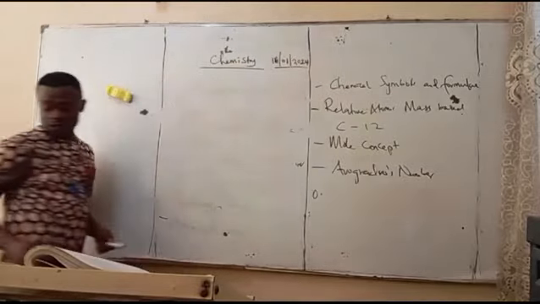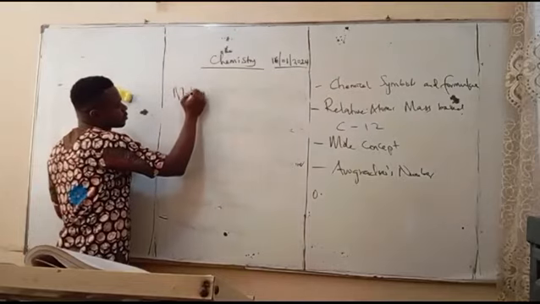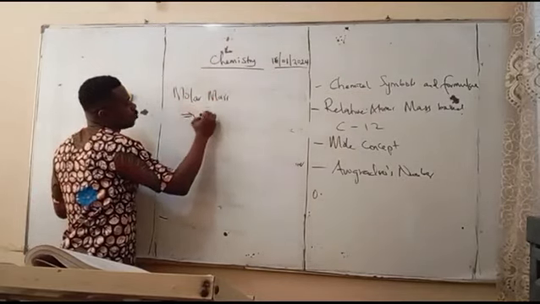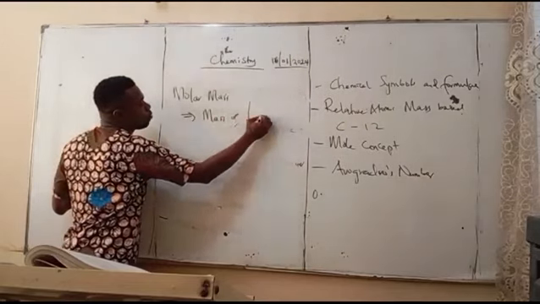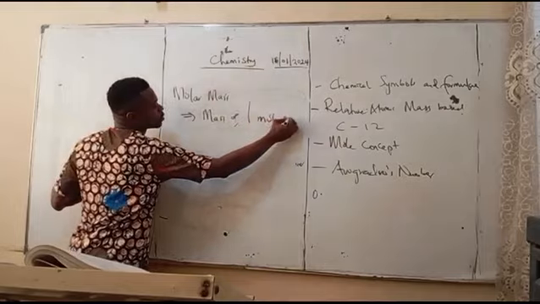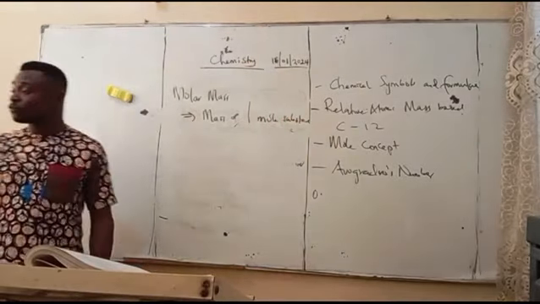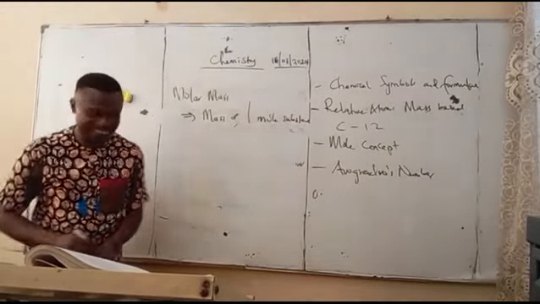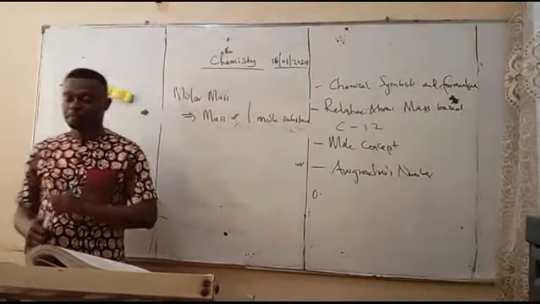Look at this now, you have molar mass. Mass of what? 1 mole of a what? Substance. So molar mass of a substance is mass of 1 mole. Molar mass is mass of 1 mole of a substance.